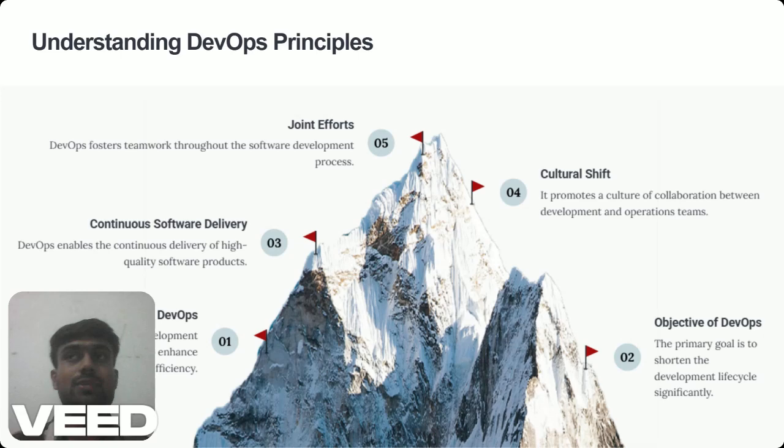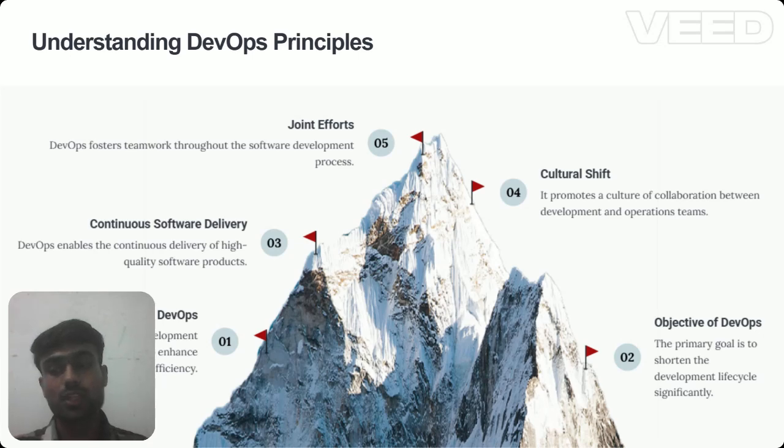For example, imagine a team which is building a banking application. In a traditional setup, developers might finish coding, but operations teams struggle with deployment because there are conditions where there are missing dependencies. With the help of DevOps, automated testing, and CI/CD pipelines, DevOps ensures smooth deployment and reduces downtime. So this is basically what DevOps is.